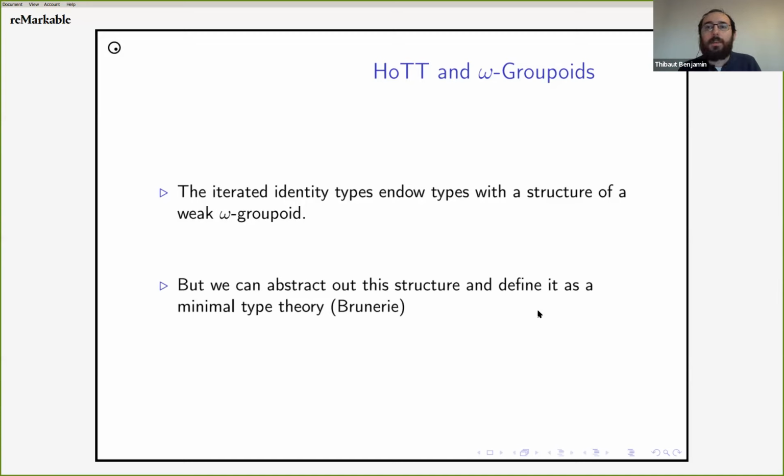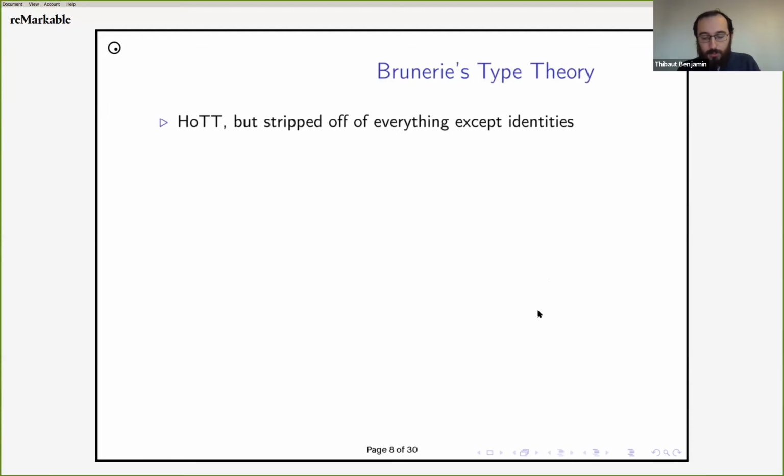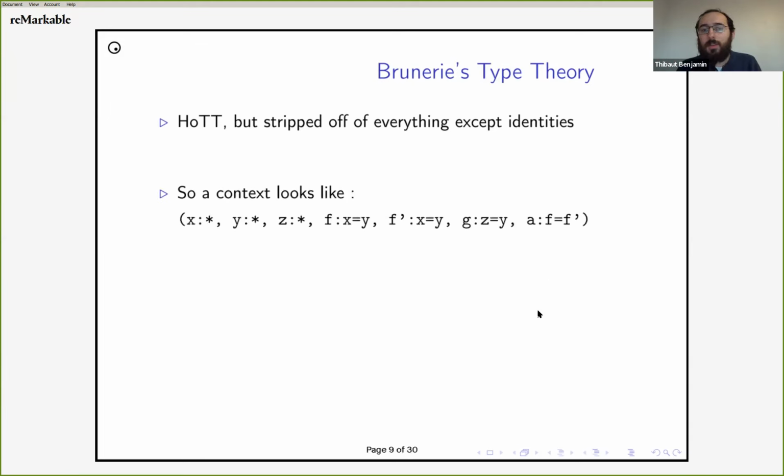So what does it look like? So you strip off everything except the identities, because that's what you want to describe if you want to have weak omega-groupoids. And a context then only looks like something like this. So here you see you have X of type star. Well, it's just a generic type, because if we want to take identity, we have to take the identity of something, but it's just some sort of type so that we can take identities. So here I just chose X, Y, and Z of this type star, which is just any type really.